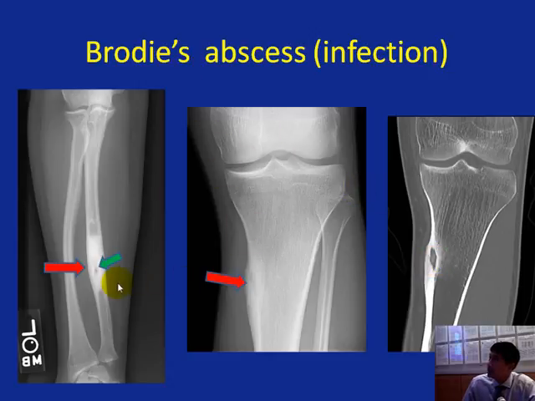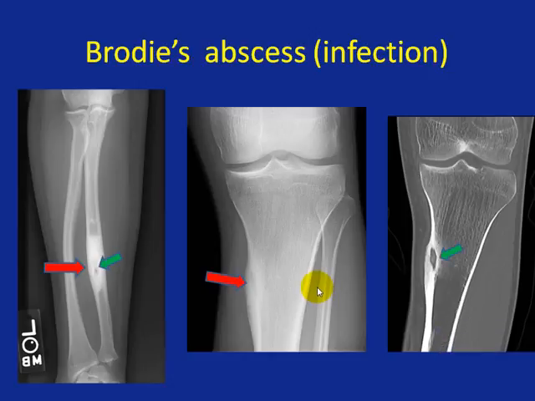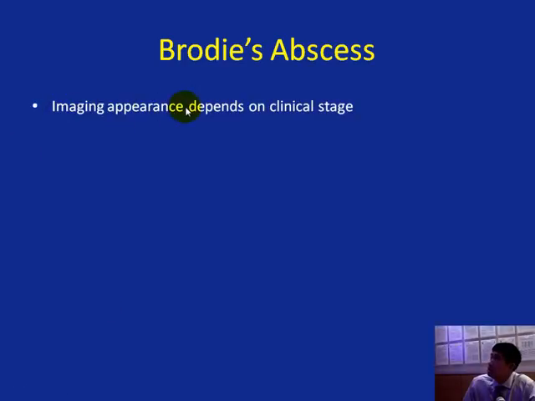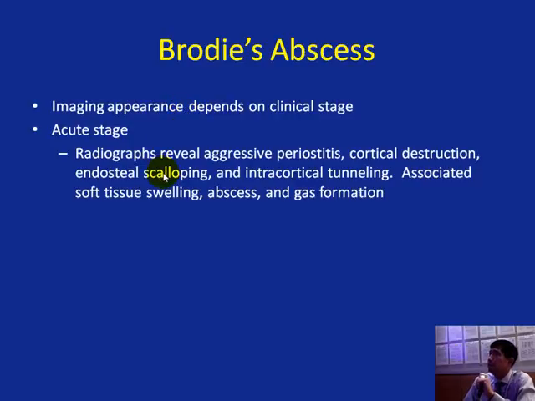So Brodie's abscess and osteoid osteomas can look very, very similar, and it can be very hard to distinguish from each other. But you do want to keep that in the differential, that it may not be a tumor, but it may also be infection. In this case, this was an osteoid osteoma. This was infection. So Brodie's abscess, the imaging really depends on the clinical stage.